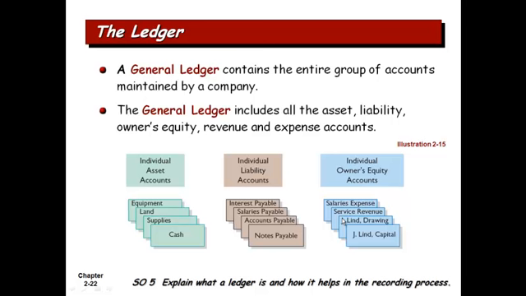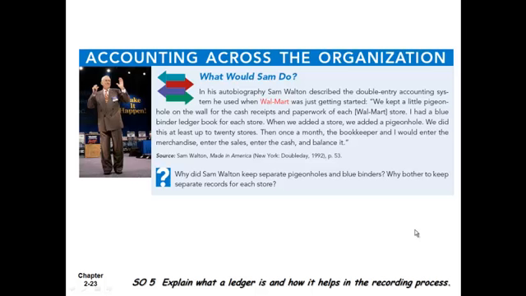So a general ledger contains the entire group of accounts maintained by the company. Includes the asset, liability, owner's equity, revenue, and expense accounts. Individual asset accounts, individual liability, and individual owner equity accounts. And we can actually read that in the book. What Would Sam Do? gives you some kind of do-it-yourself kind of explanation, and you'll see that in the back of the chapter.